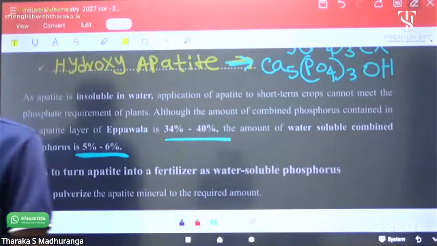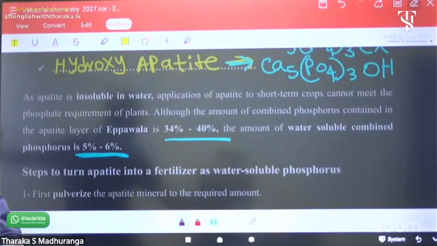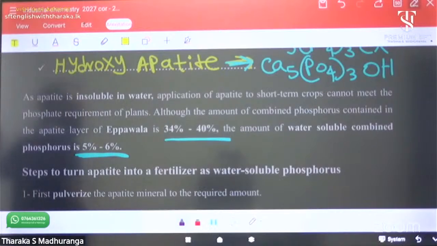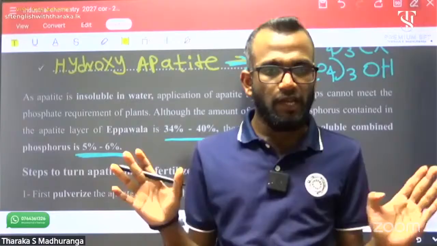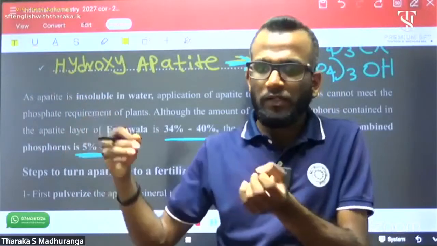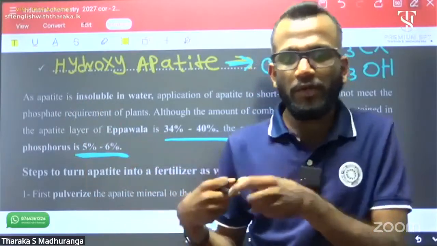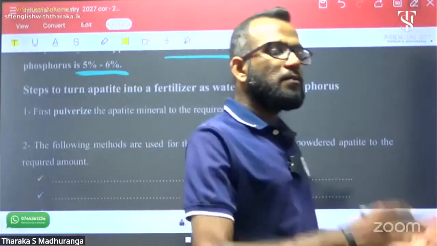Up to now, okay. The water solubility is 5 to 6%. Understood? That's the main issue. The water solubility is very low, approximately 5%. Therefore, we can't use it for short-term plants. For long-term plants it's no problem because with time it is slowly absorbed. But short-term plants have no time to absorb; within a few months we are going to harvest.